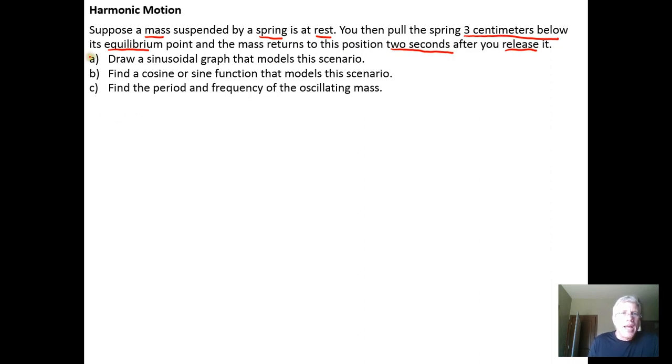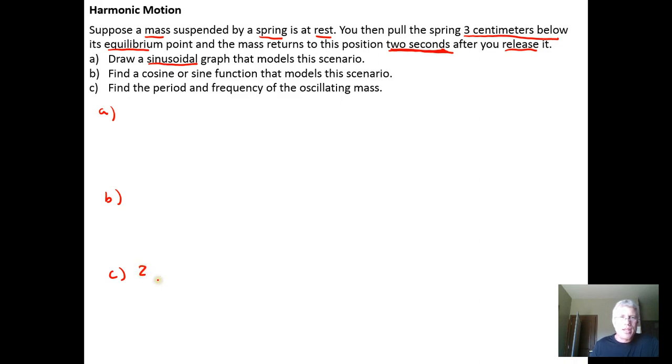So A, draw a sinusoidal graph that models the scenario. So this is a cosine or sine type of graph. Find a cosine or sine function that models it, and find the period and the frequency. So A will be to draw a sinusoidal graph, B will be to come up with the sinusoidal model, and C is to come up with the frequency. In fact, we've already been given the period. We're told that it takes 2 seconds once you release the mass for it to return to where it began.